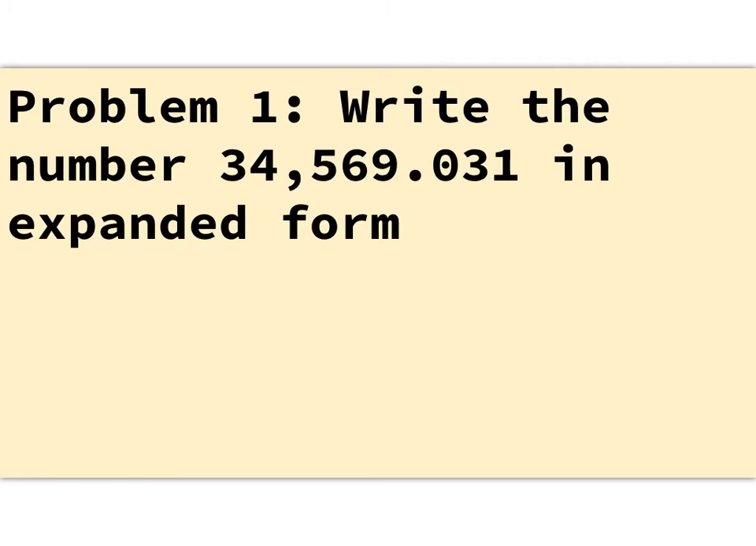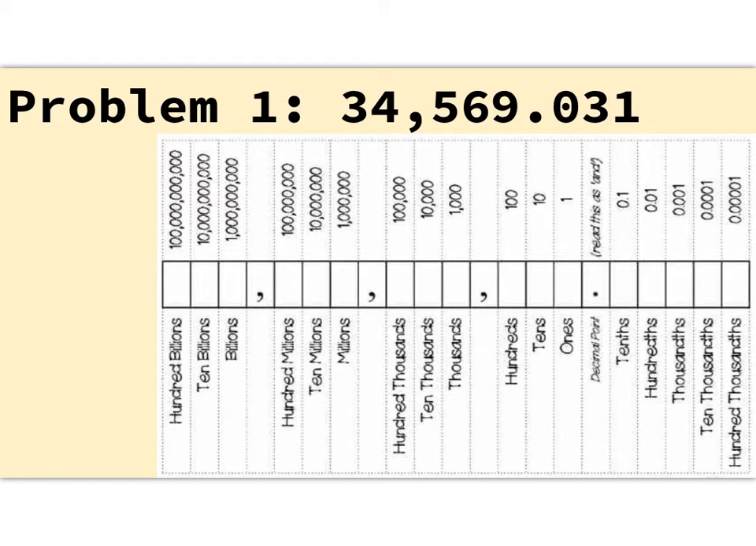Okay, so see if you can write this number in expanded form. 34,569 and 31 thousandths. So the and is the decimal point. Here is the chart. You don't necessarily have to fill in a chart for this one. That was for the previous lesson, but this will help you understand the value of the numbers.